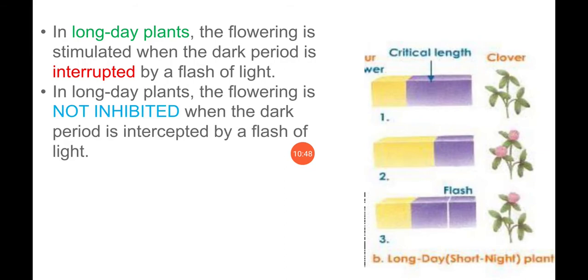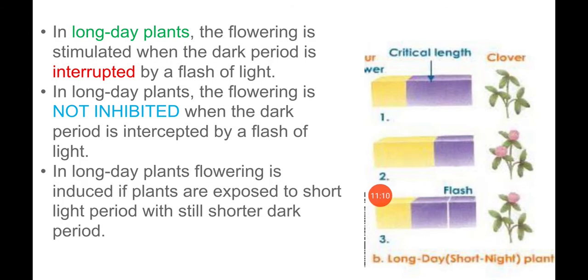Okay. Next situation, in long day plants the flowering is not inhibited when the dark period is interrupted by a flash of light. Same condition. When the dark period is interrupted with a flash of light, then only flowering occurs in long day plants. Next situation is in long day plants flowering is induced if the plants are exposed to short light periods with still short dark periods.